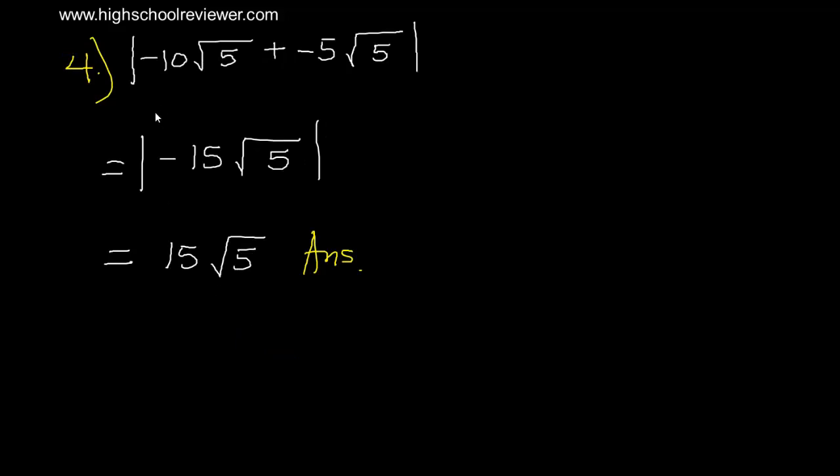Problem number 4, the absolute value of negative 10 square root of 5 plus negative 5 square root of 5. So we can add the two. So negative 10 plus negative 5, that is negative 15, and then just copy the square root of 5. So the absolute value of negative 15 square root of 5, disregard the sign, and we have here 15 square root of 5 as our answer.